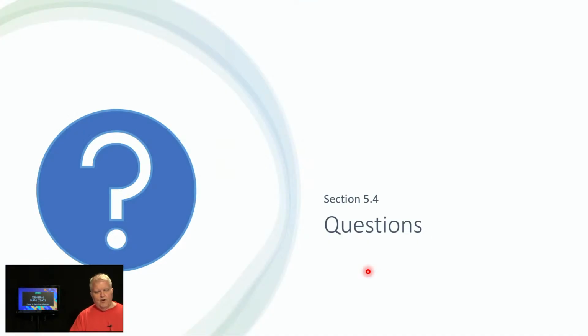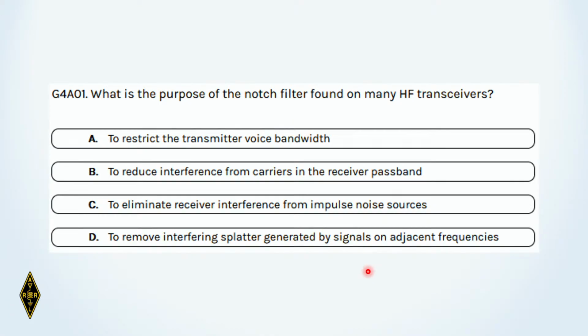All right, more questions. Let's see how we do. What is the purpose of the notch filter found on many HF transceivers?